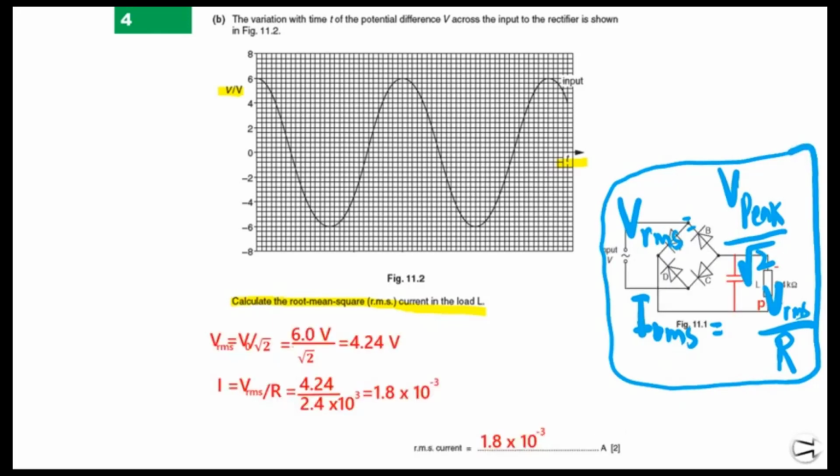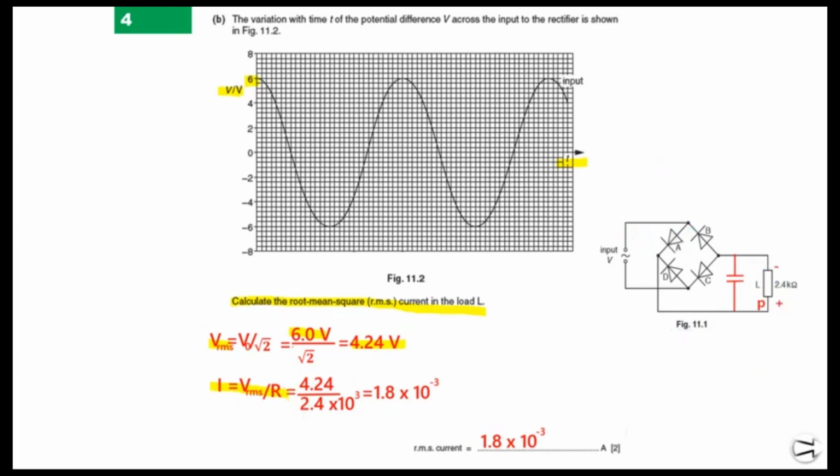Here you can see the solution I have written for you. First of all, we calculated V_RMS, because the V peak we can just read from here, and in this case it is 6 volts. So we got V_RMS. Now we can find I_RMS. Simply, we divide V_RMS by the resistance, and the resistance is given to us. This is the value of resistance. We simply divide it, and here is our final answer.